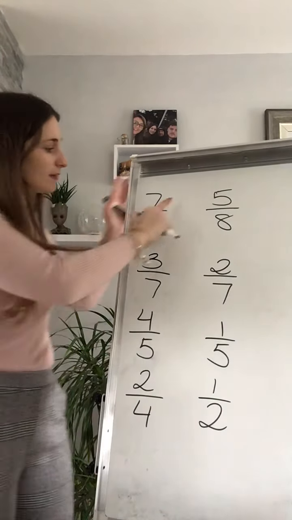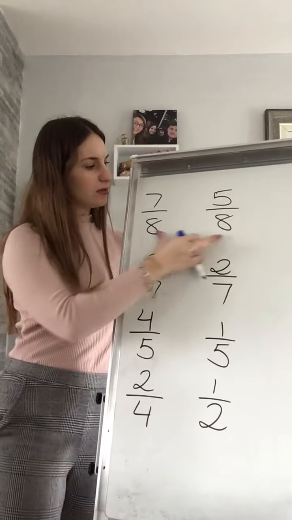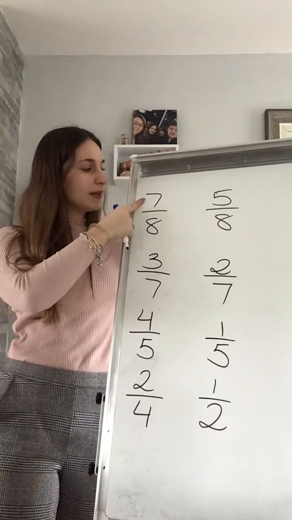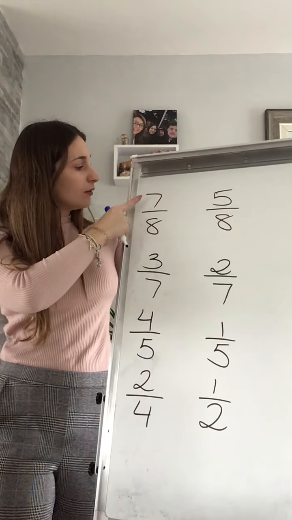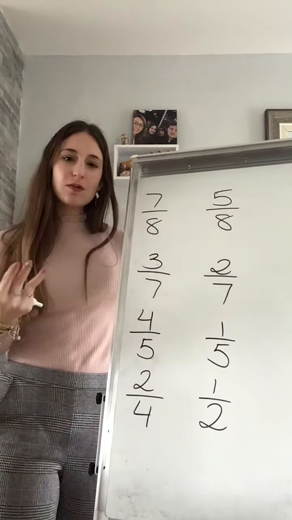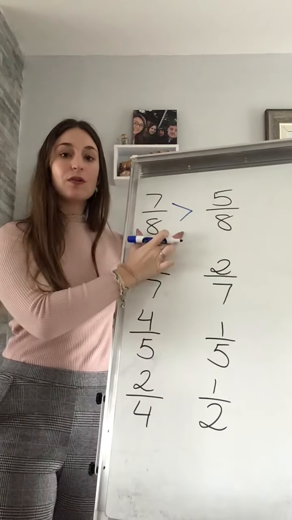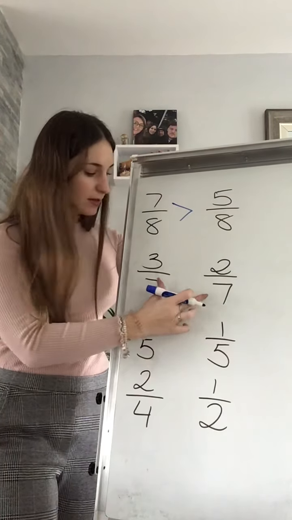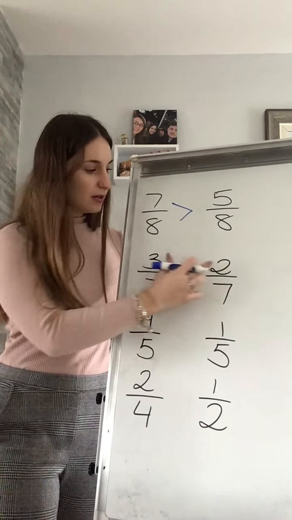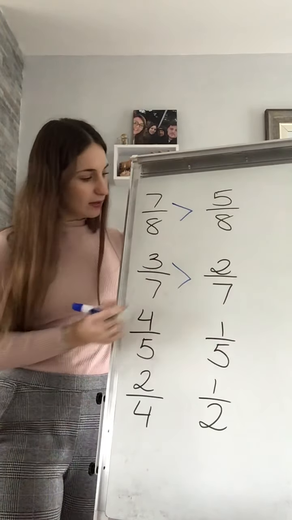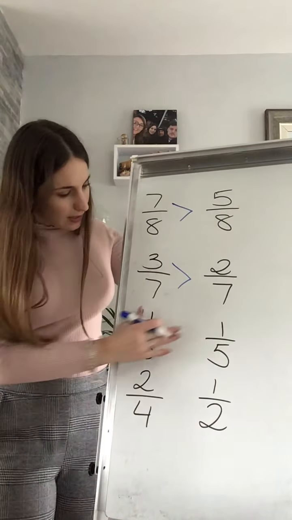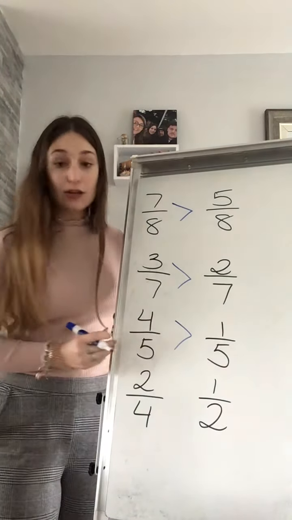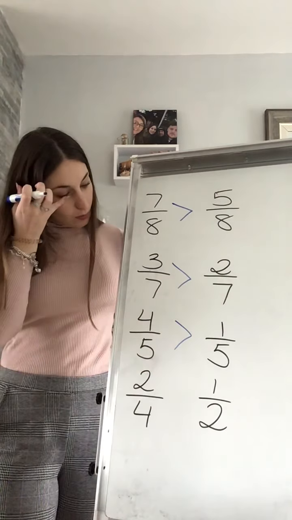Right, I have 7/8 and 5/8, and I saw straight away I have the same denominator, so I need to look at my numerator. 7 and 5, what is greater? Well, I know that 7 is greater than 5. My next one, 3/7 and 2/7, the denominator is the same, 3 and 2, I know that 3 is greater than 2. 4/5 and 1/5, 4 and 1, again I know that 4 is bigger than 1.